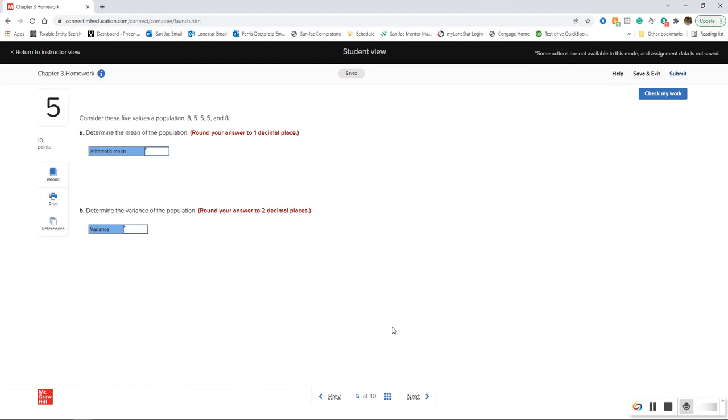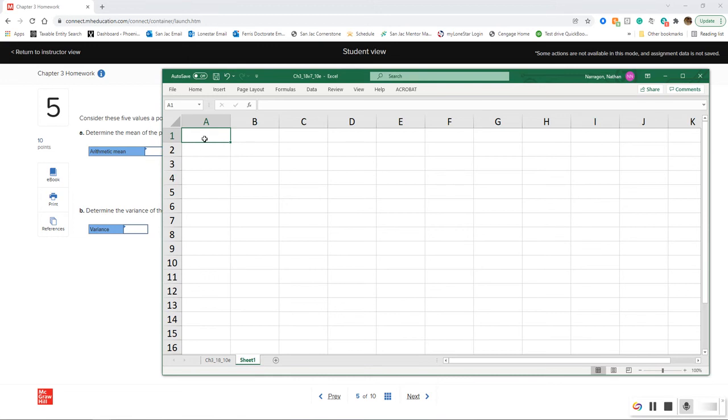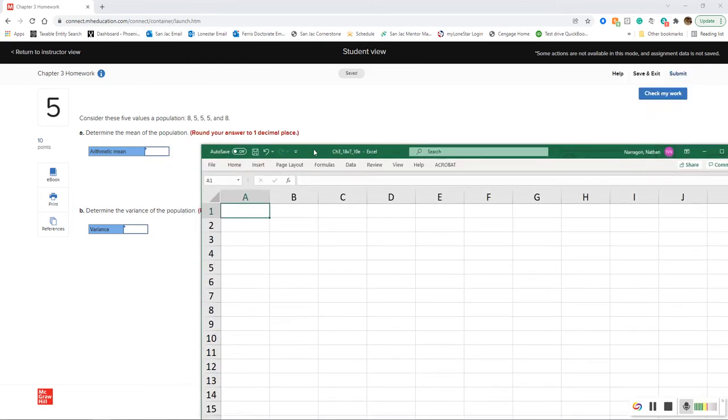Alright. So now it's time to deal with question 5. And of course it has now variance. So when we look at variance, the biggest thing that we need to do is, again, our little chart that we have in Excel. This will help us out tremendously on figuring out the numbers. So since this is a simple one, we're going to go ahead and take our Excel. We're going to put in our 5 items. So 8, 5, 5, 5, 8.